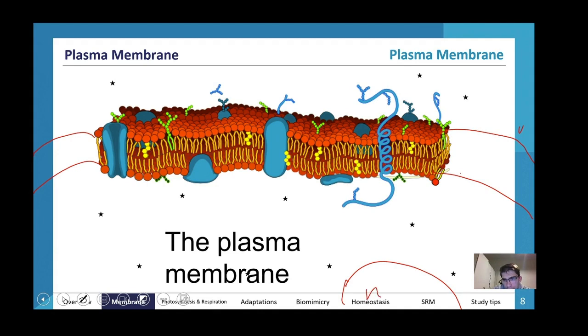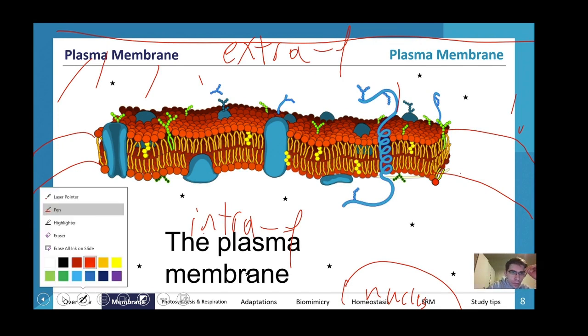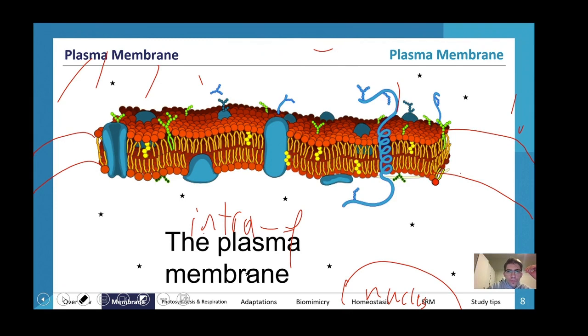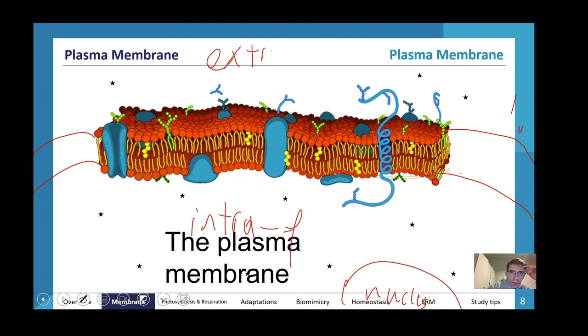This is the nucleus, right? This is the extracellular fluid and intracellular fluid. The extracellular fluid is the fluid between one cell and another cell, right? It's in between. The extracellular fluid is the fluid outside of the cell. Now, bear with me because it takes a bit of time to explain this. The fluid is primarily made up of water.